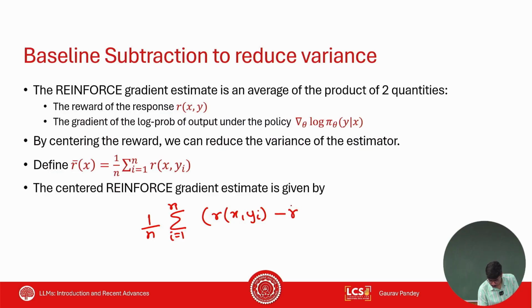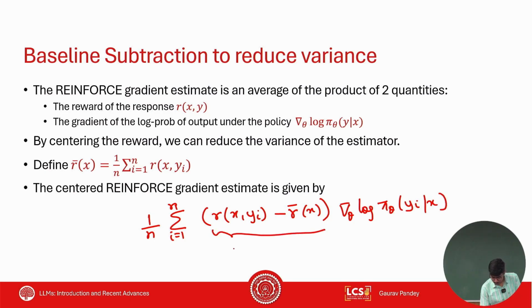minus r bar(x). So r bar does not depend on the outputs, right? It only depends on the prompt because it's the average across the outputs. Times gradient. Sometimes I will use r hat to refer to this, the reward minus baseline. I will use r hat to refer to this quantity, or sometimes I will also use r to refer to this quantity. We can assume that you have already subtracted the mean.